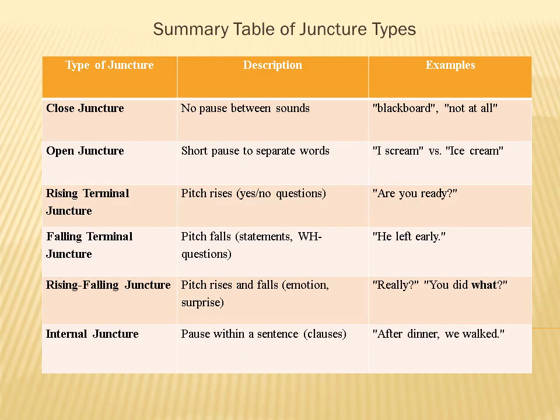Type of juncture, description, examples. Close juncture: no pause between sounds, blackboard, not at all. Open juncture: short pause to separate words, ice cream versus I scream. Rising terminal juncture: pitch rises, yes-no questions, are you ready? Falling terminal juncture: pitch falls, statements, WH questions, he left early.